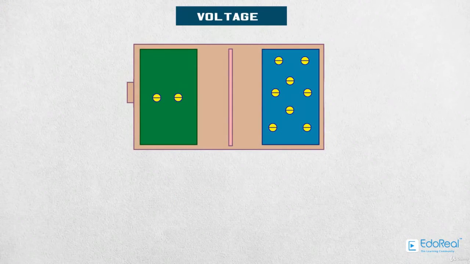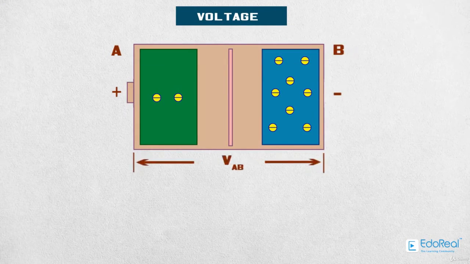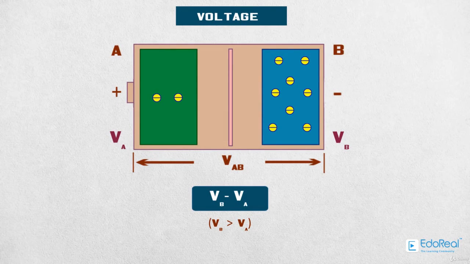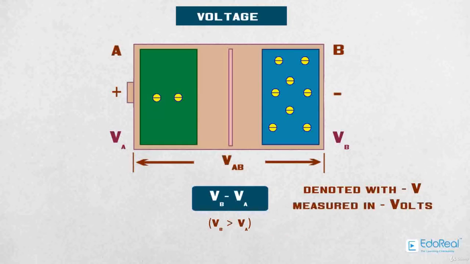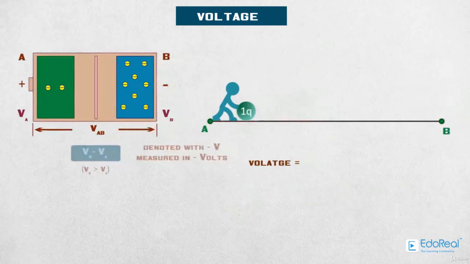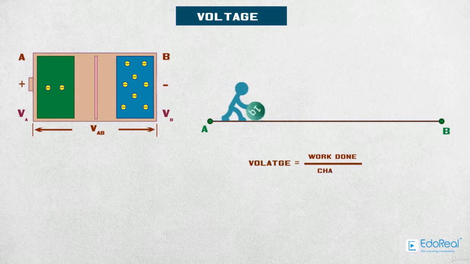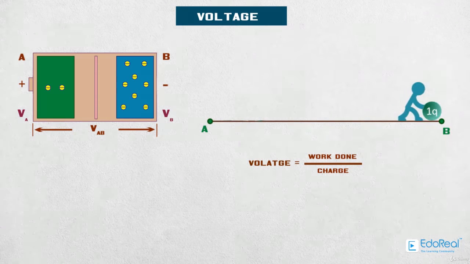So, the voltage across the terminals A and B, that is VAB, is the difference between the potential at the terminal B, VB, and the potential at the terminal A, VA. The voltage is denoted with V, and measured in volts, V. The voltage is also defined as the amount of work done to move a unit charge from one point to another. That is, V equals W by Q volts. Here, Q equals charge, and W equals work done for moving the charge.